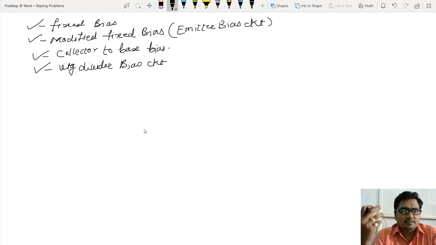So instead of having the same type of numericals, we'll solve one numerical for each biasing circuit. That is one numerical for fixed bias, one for modified fixed bias, another for collector to base bias, and we'll study how to design the voltage divider bias circuit. This is how I am going to organize today's lecture. So let us start with solving one numerical for each biasing circuit.